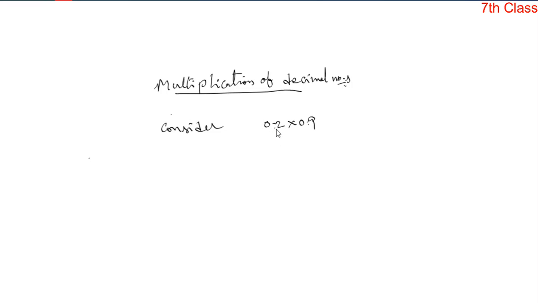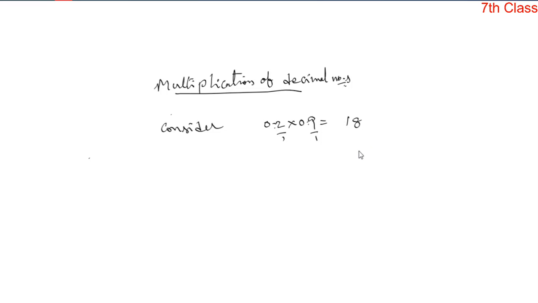Suppose you ignore the decimal point, what is this value? 2 and this is 9. 2 nines are how much? 2 nines are 18. By ignoring the decimal points, you multiply them as whole numbers. Then we got 18. Now you count the number of digits in the decimal part. How many digits are there in this one? 1. Here one decimal digit. In this decimal part only one digit is there. Here one is there. Total 2 digits.